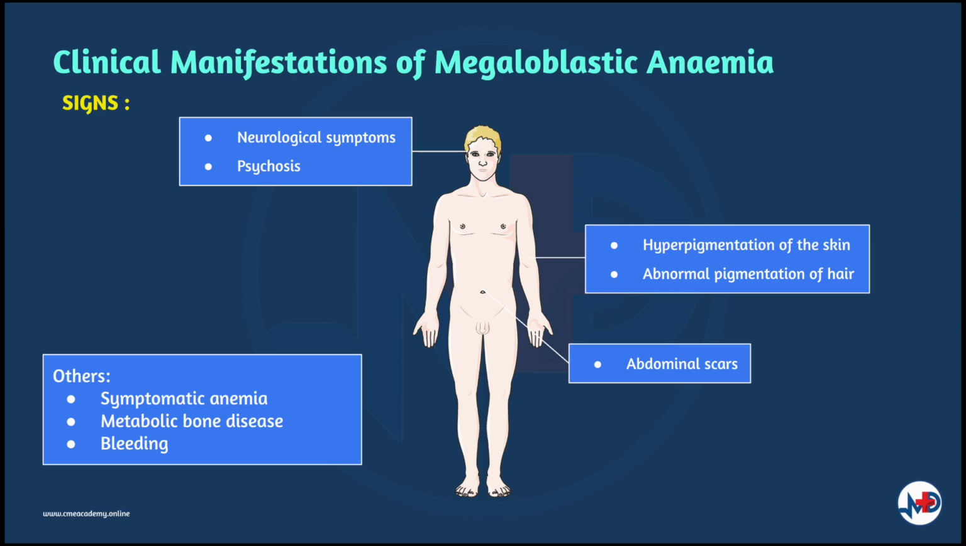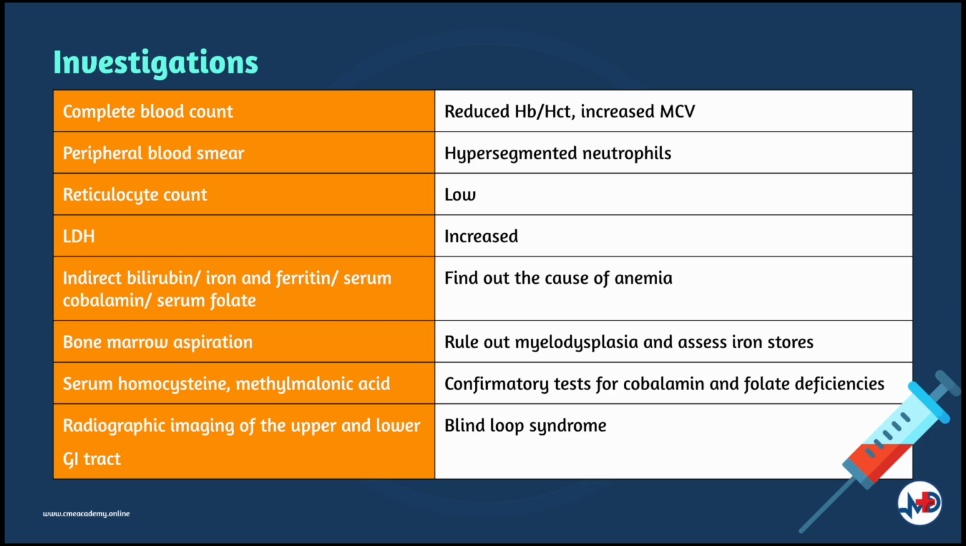Patients who have megaloblastosis as a result of HIV infection or myelodysplastic syndromes usually have signs of these disorders. And children with inborn errors associated with folate and cobalamin deficiencies may also have signs of these hereditary disorders. Now let's take a look at the investigations that can be carried out.